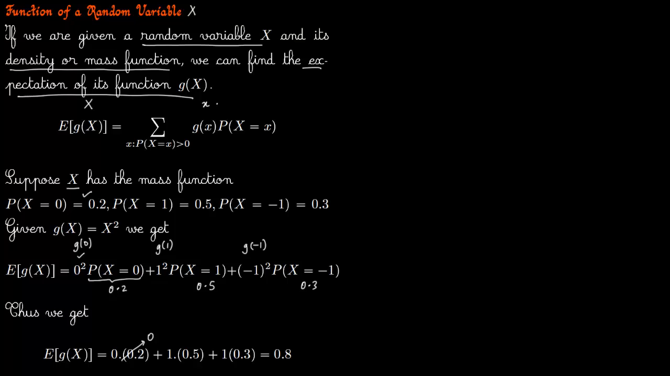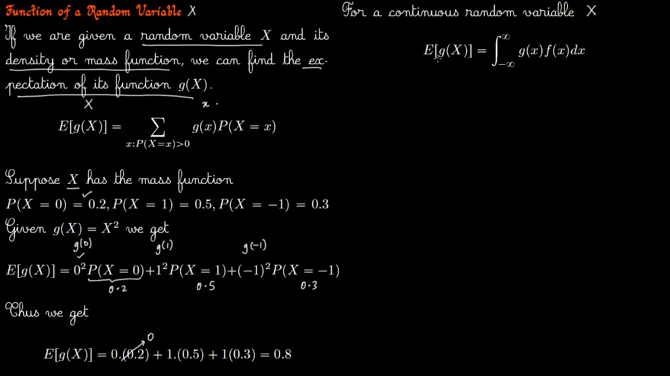We can do a similar thing for a continuous random variable x. So now we want to find expectation of g of x. So you have integral from minus infinity to infinity of g of x f of x dx. So this f of x now is the density function.